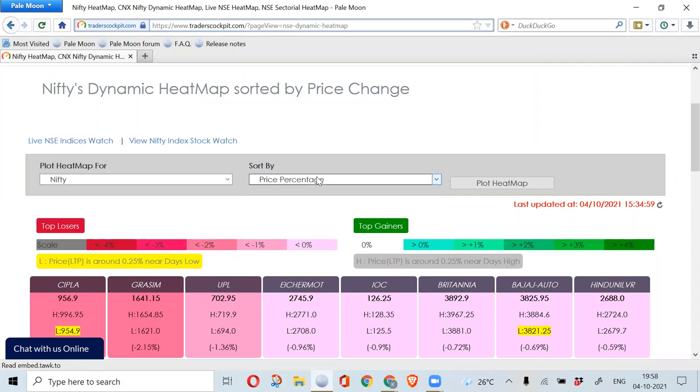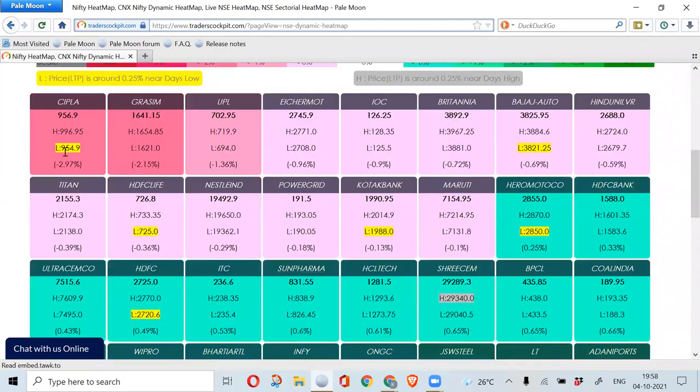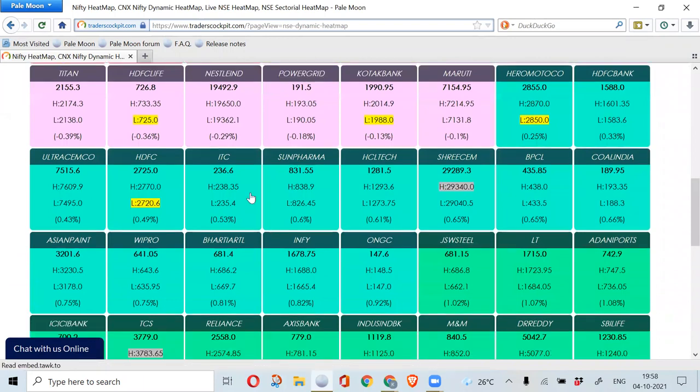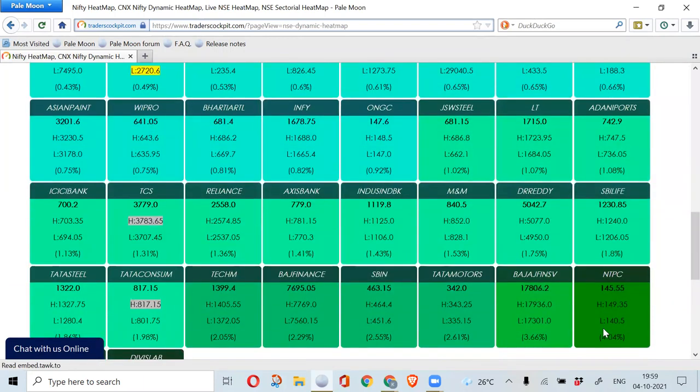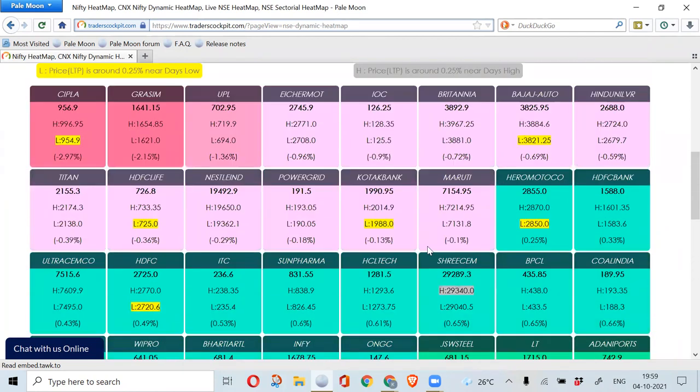So right now, the dynamic heat map is plotted by price percentage fluctuations. And we can see the list of the stocks with top losers at the top with red color and top gainers at the bottom with dark green colors. This will also help us grab the stocks in the morning segment so that it will be easy for us to select the stock scripts and trade on them.